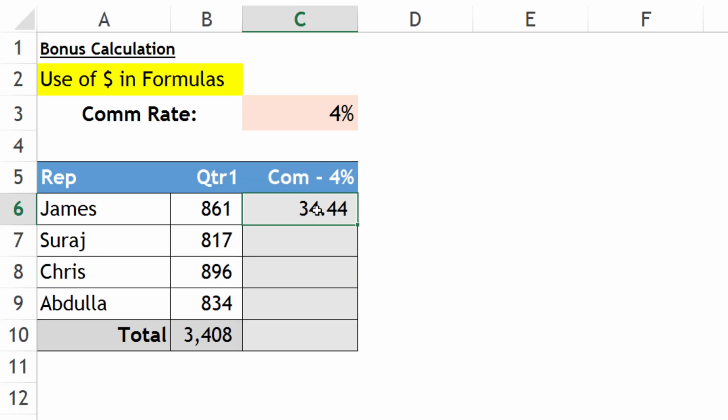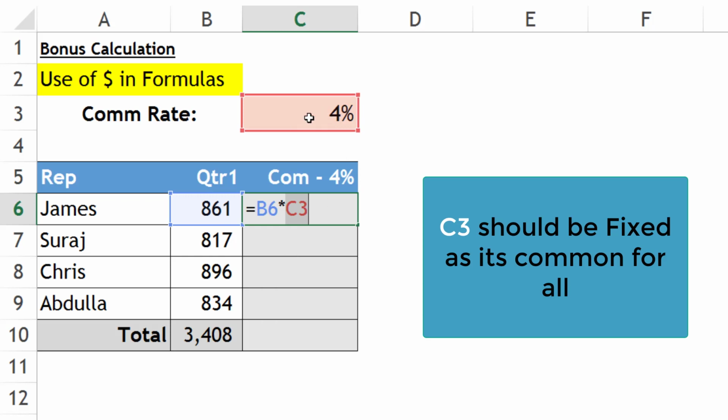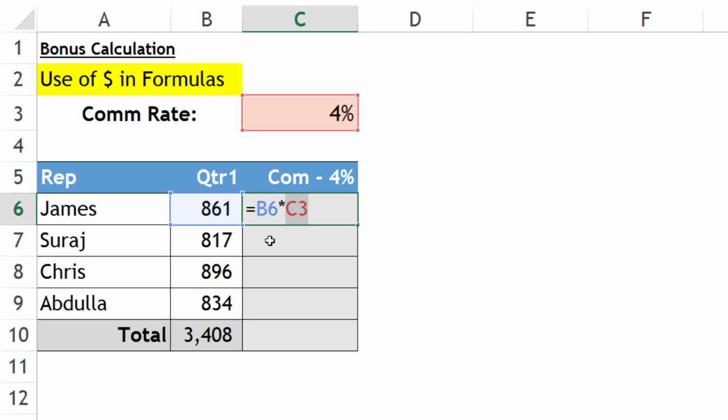Okay, so what you need to do is fix something. Look at the formula. There are two parts in the formula: one is B6 and the other one is C3. Now you need to think which one will move and which one you don't want to move. When I write the formula for Suraj, it will be B7 multiplied by C3. So C3 should not move, but B6 should become B7, B8, B9, like that. Something which we want to move, there we don't need dollars. But something which we want to fix, there you need dollars.